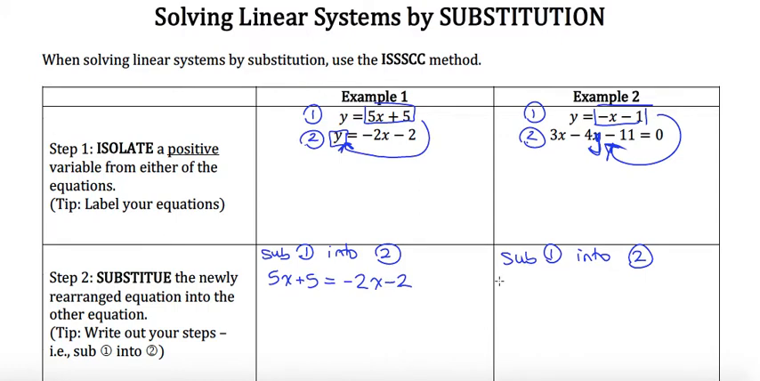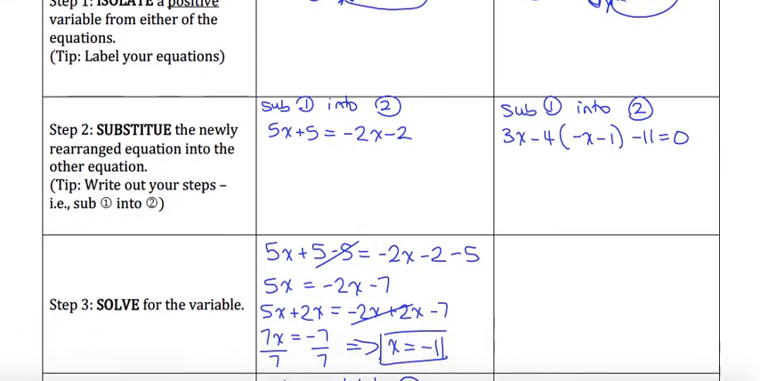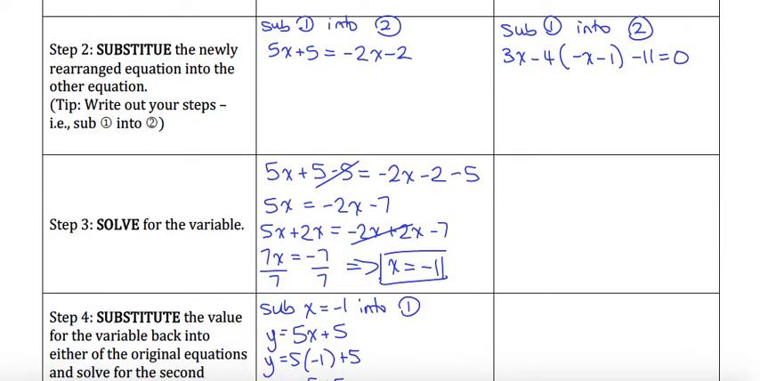So I have 3x minus 4 times -x minus 1 minus 11 equals 0. So I've substituted that in. So substitute is my second step. Step 3 is to solve. So now we're going to solve for x in this case because that's the only letter that's left. So I have 3x, and I'm going to use the distributive property now. So -4 times -x is +4x. -4 times -1 is +4. And then minus 11 equals 0.